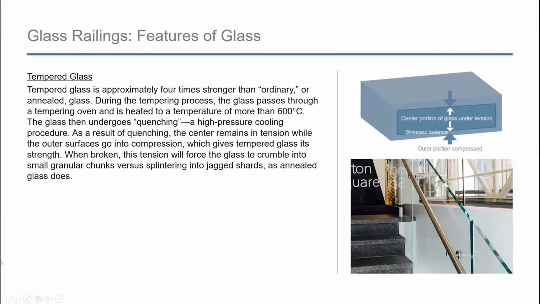Let's talk about tempered glass. Tempered glass is approximately 4 times stronger than ordinary or annealed glass. During the tempering process, the glass passes through a tempering oven and is heated to a temperature of more than 600 degrees Celsius. The glass then undergoes quenching, a high-pressure cooling procedure. As a result of quenching, the center remains in tension while the outer surfaces go into compression, which gives tempered glass its strength. When broken, this tension will force the glass to crumble into small granular chunks versus splintering into jagged shards as annealed glass does.